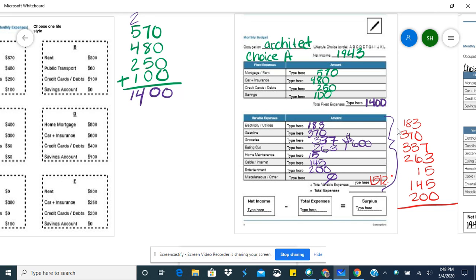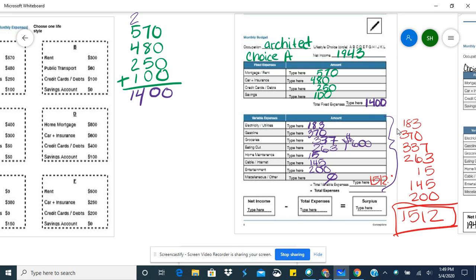That is a lot of money on variable expenses. If I was smart and this was my true outcome, I would be cutting back in a lot of places. Whether it be my car insurance, trying to find a better deal, or maybe paying off my credit cards faster in order to give myself more money in the long run, things like that. So we have $1,512 for our variable expenses.